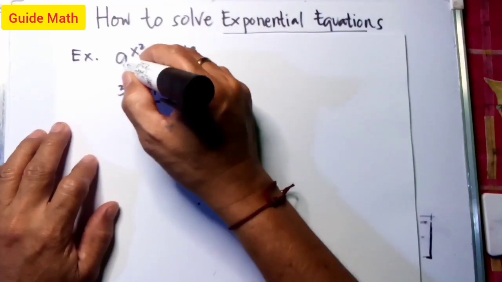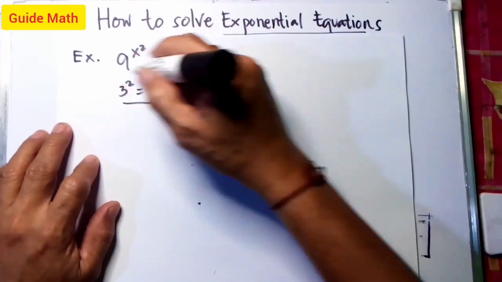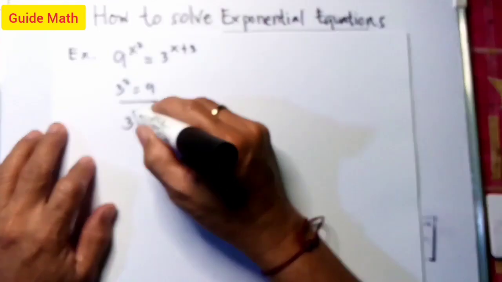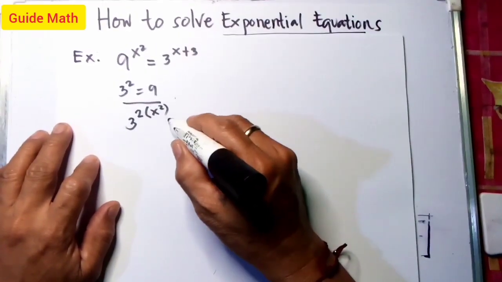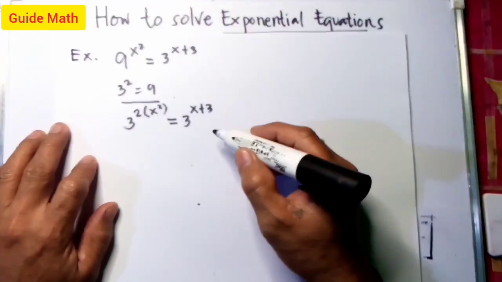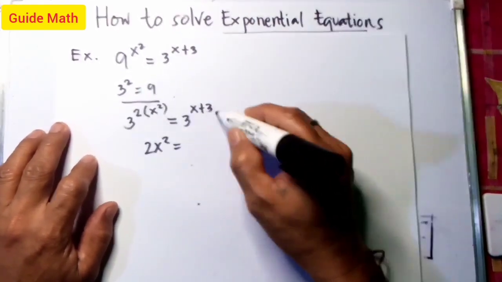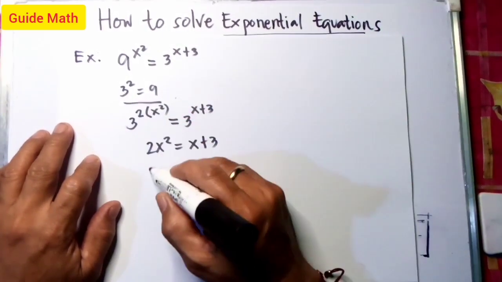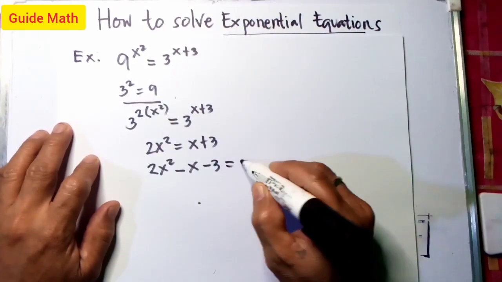Magagamit natin ito para ma-rewrite natin that into that form, and directly, as we notice, magkapareho sila ng basis na 3 din dito sa right-hand side natin. Okay? So, magiging 3 squared times x squared is equal to 3 raised to x plus 3. So, okay, magkapareho ng basis. So, 2 times x squared, that is 2x squared, is equal to, ito magiging x plus 3.